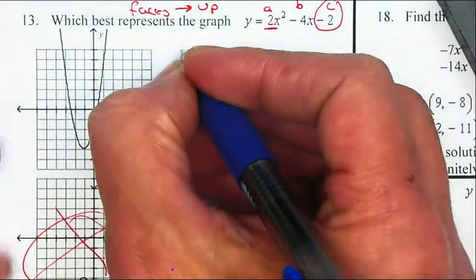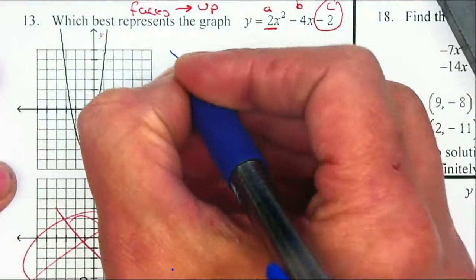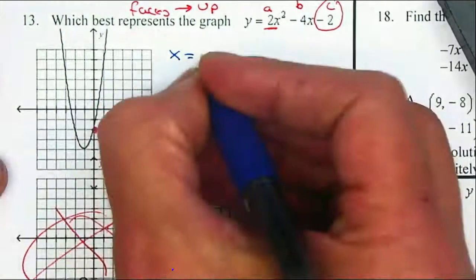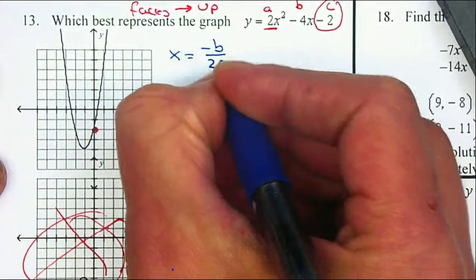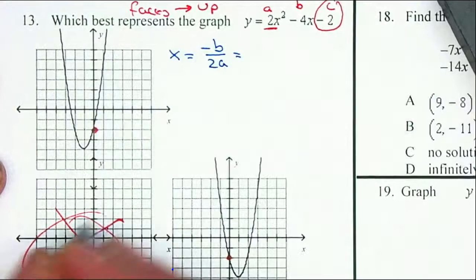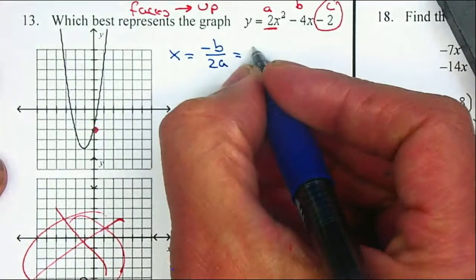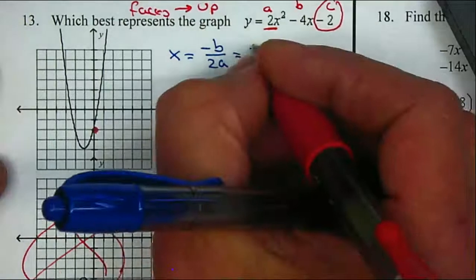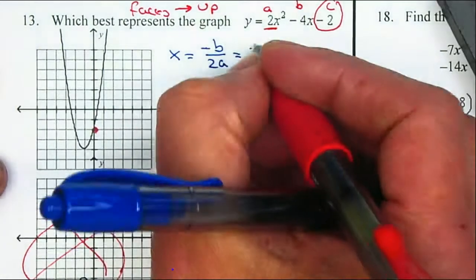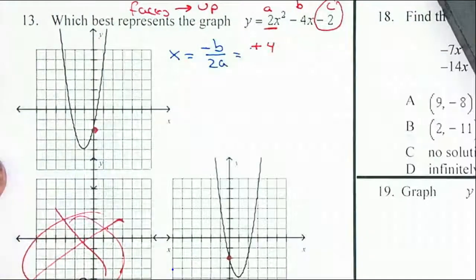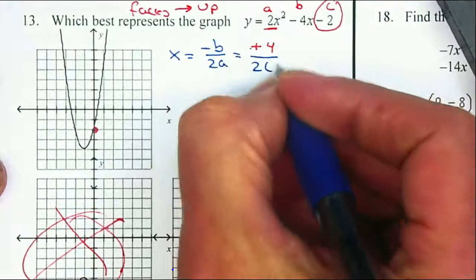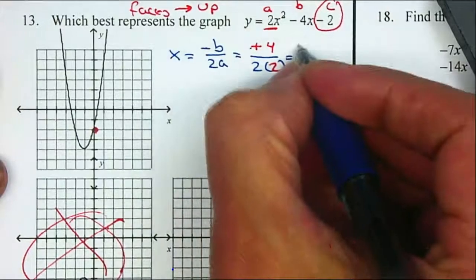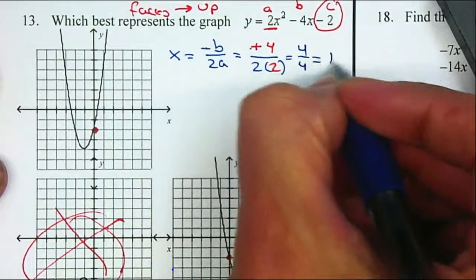x, the vertex is going to be a point. So the formula for the vertex, you guys remember, will be negative b over 2a. b is negative 4, so if b is negative 4, the opposite will be a positive 4, all over 2a. a will be 2. So 4 divided by 4 gives me a 1.